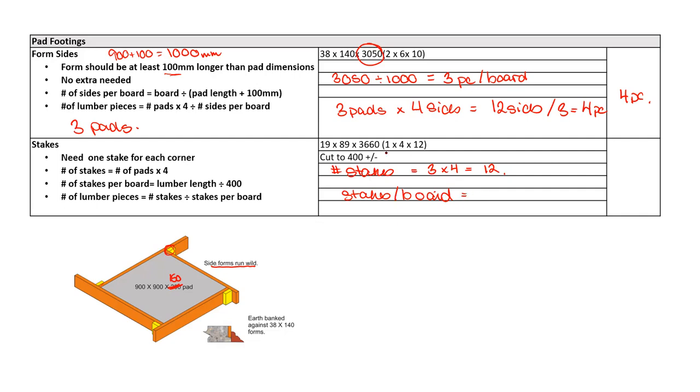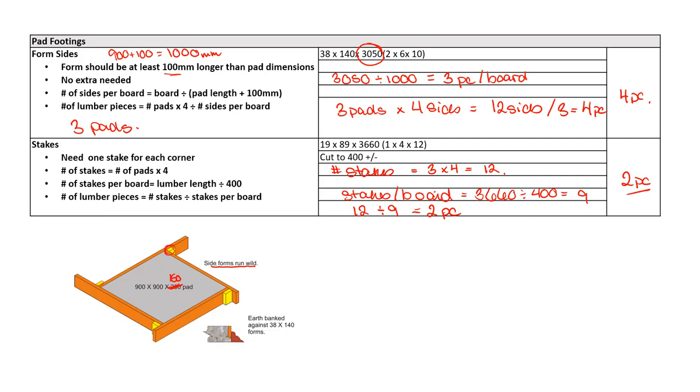Okay, the stakes per board, well, it's the same dimensions really as we had before. 3,660 is the length of the board divided by 400. I can use both of them in millimeters since they were already given in millimeters, which leaves me with 9. So how many pieces of lumber? Well, I need 12 stakes. I can cut 9 out of a board, so 12 divided by 9 leaves me with 2 pieces of lumber. And you might even be able to argue you'd have enough in the 5% extra from the stakes to do the footing. But that's an argument up to you to make if you really wanted to.